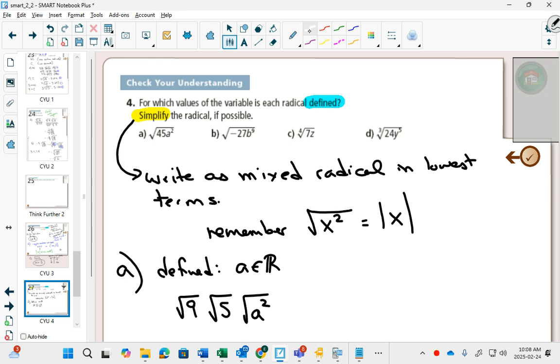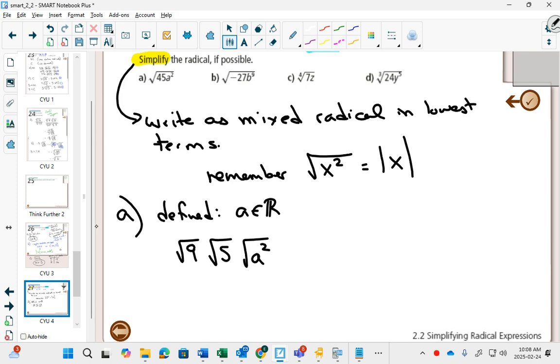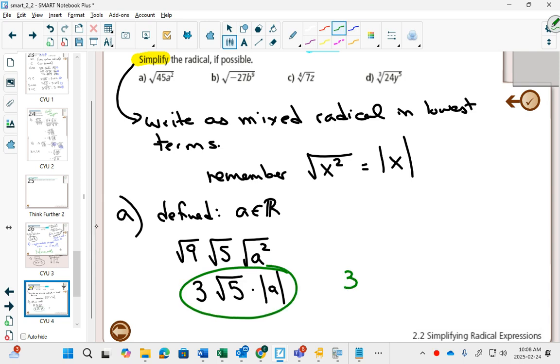But we're really looking for that perfect square. And square root of 9 is 3. Square root of 5 you can't do anything with. And square root of a squared will be the absolute value of a. This is your final answer. As far as ordering things, I probably would write the root 5 last, but it wouldn't matter. You'd be right either way. Okay?